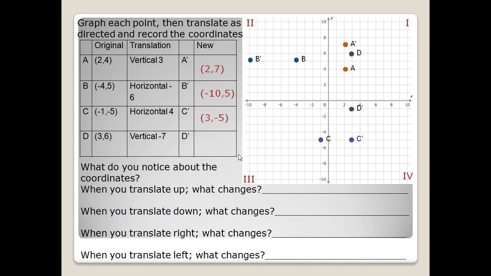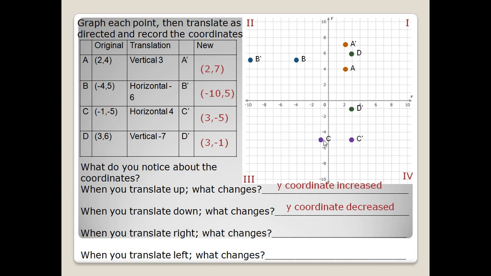Okay, now it says, what do you notice about the coordinates? So when you translate up, what changes? Remember with our A, we went up. We did that. Our y coordinate increased. When you translate down, what changes? So that's like our D right here. That's still talking about our y, but our y decreased.